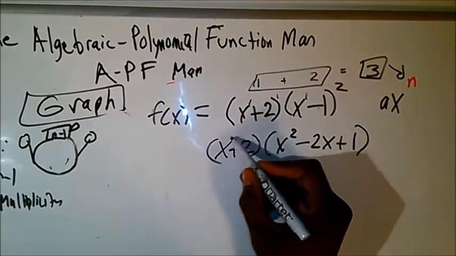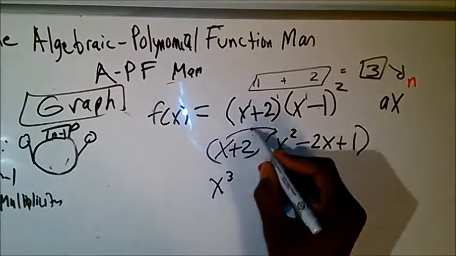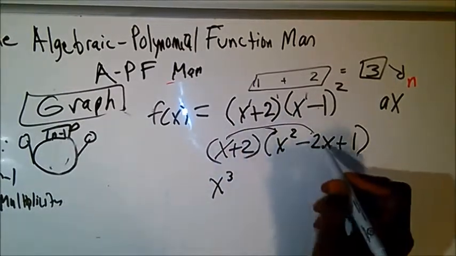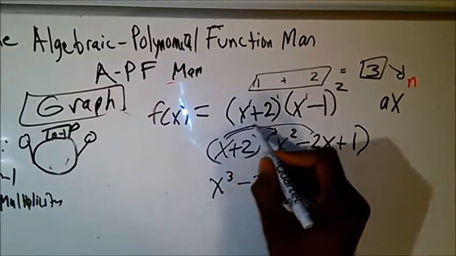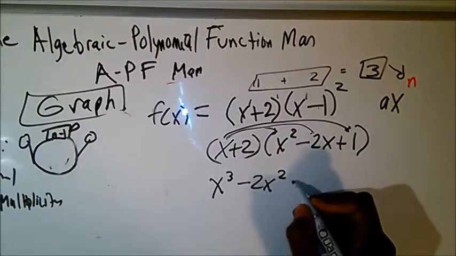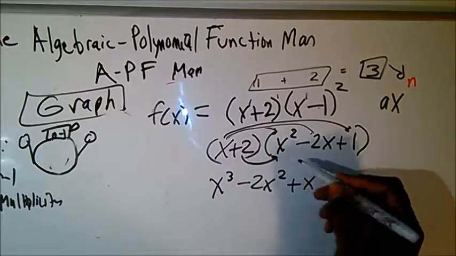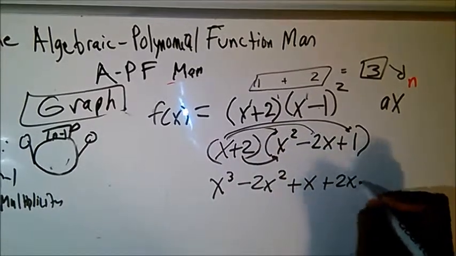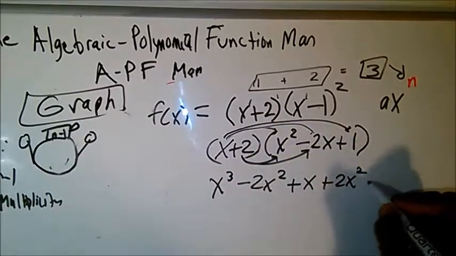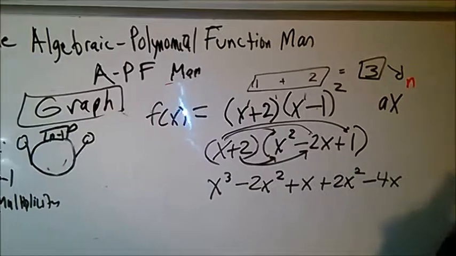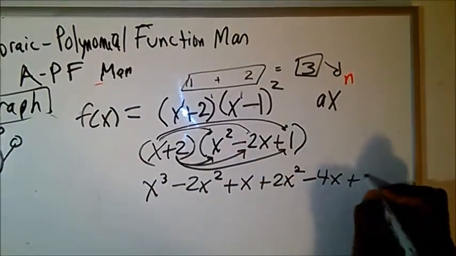And you have to do the same thing again. You take your x, multiply it into x squared, x cubed. Take your x again, multiply it into negative 2x. So x times negative 2x is going to be negative 2x squared. Then do this again. Take your x, multiply it by 1. It will be plus 1. And then take your 2, multiply it into x squared. It's going to be plus 2x squared. And take your 2, multiply it into negative 2x. It's going to be equal to negative 4x. And take your 2 again, multiply into 1. It's going to be plus 2.